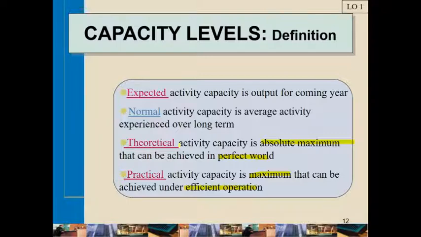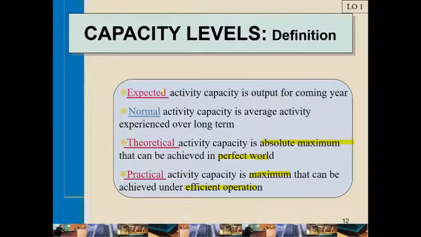Now, of these 4 levels, the last 3, which are your normal, theoretical, and practical activity capacity, share the advantage of using the same activity level period after period. As a result, they each produce less period-to-period fluctuations of the per unit overhead cost than a rate based on expected actual capacity, which is your expected activity capacity.